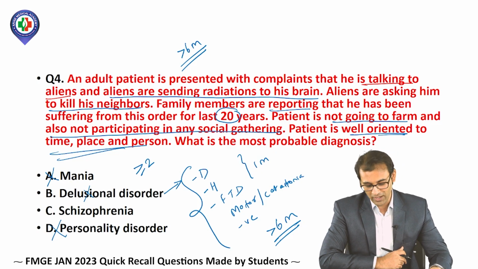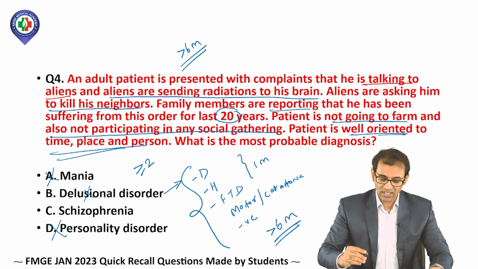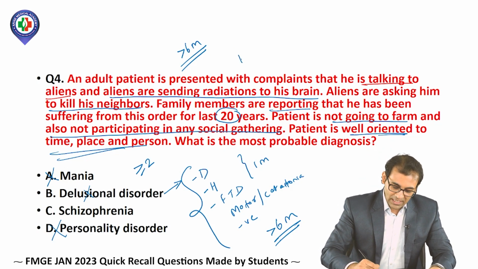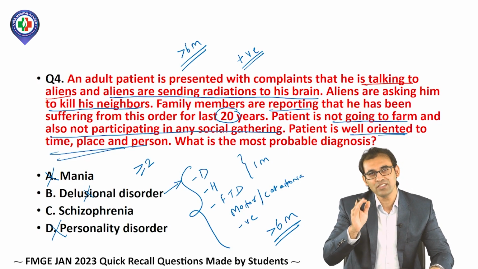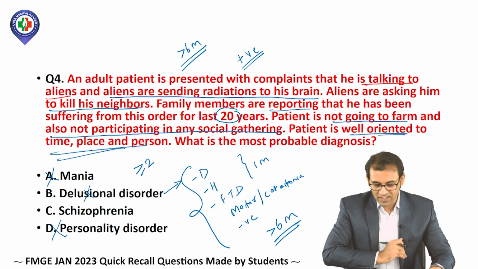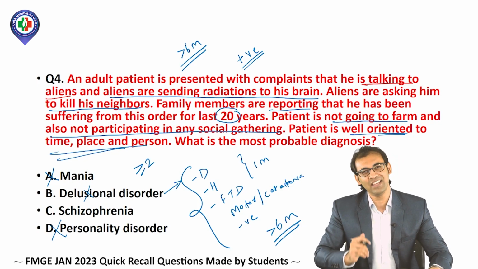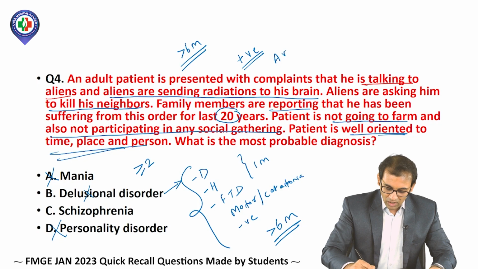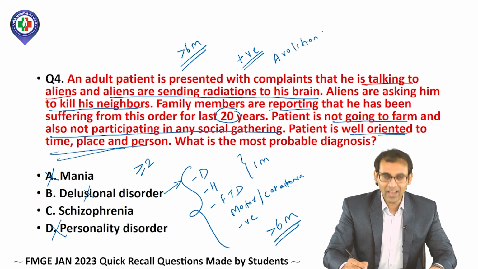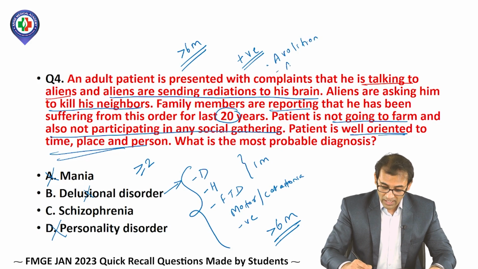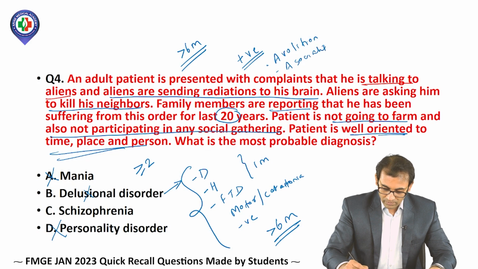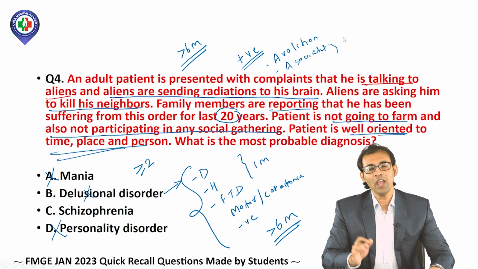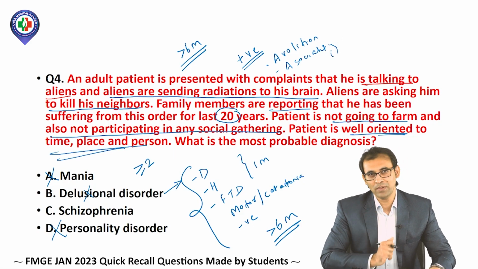Easy to understand, right? So overall, whenever there is delusion and hallucination, we can say that the patient is having positive symptoms. In this question, patient is not going to farm. Patient has stopped working. Patient is also not participating in any social gathering. Basically, these are negative symptoms like avolition, anhedonia, asociality, right? So patient is having positive symptoms and negative symptoms both.